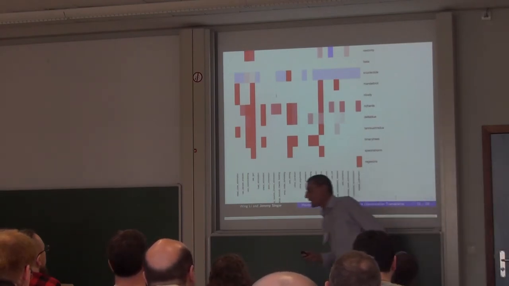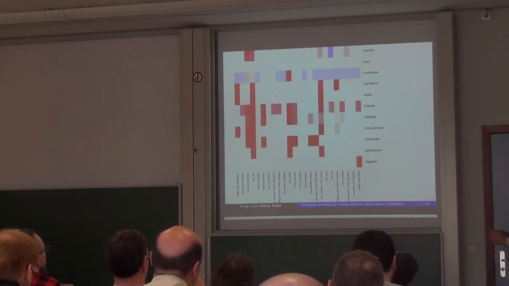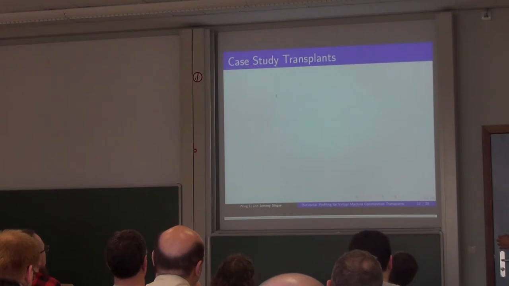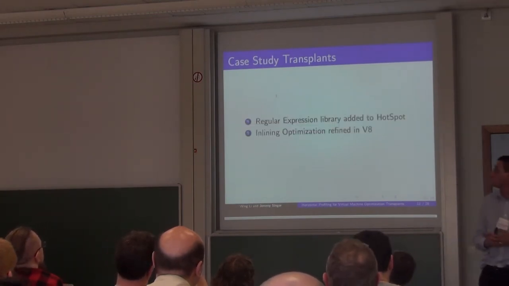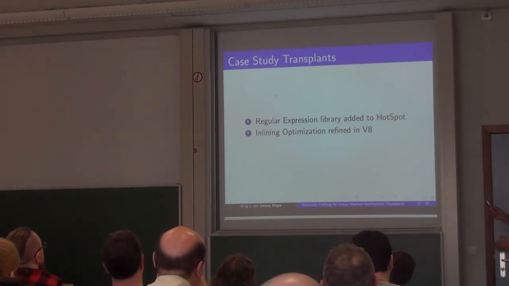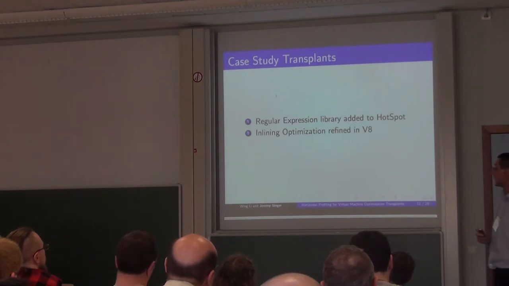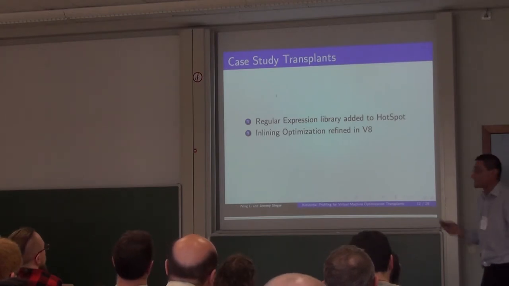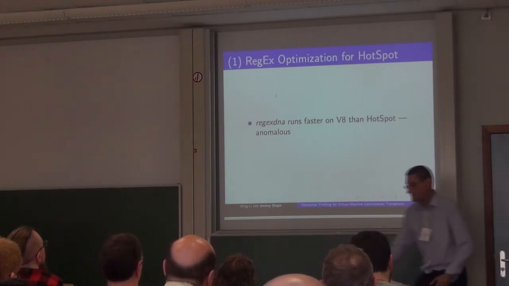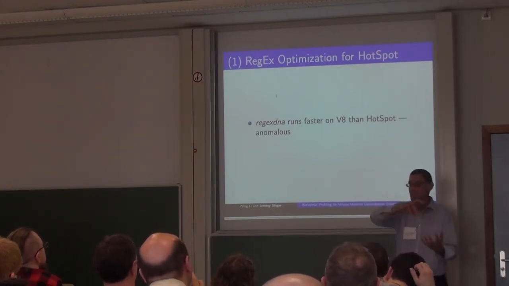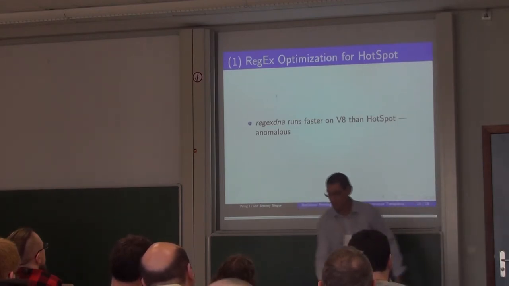What I'm going to do for the last 5 minutes of my talk is show you two interesting results that we derive from these heat maps. These are case study optimization transplants. The first one is, we are going to add a new regular expression processing library to HotSpot. And the second one is we're going to change the inlining optimization in V8. So one is transplanting something from V8 to HotSpot, going one way, and the other one is transplanting something from HotSpot into V8.